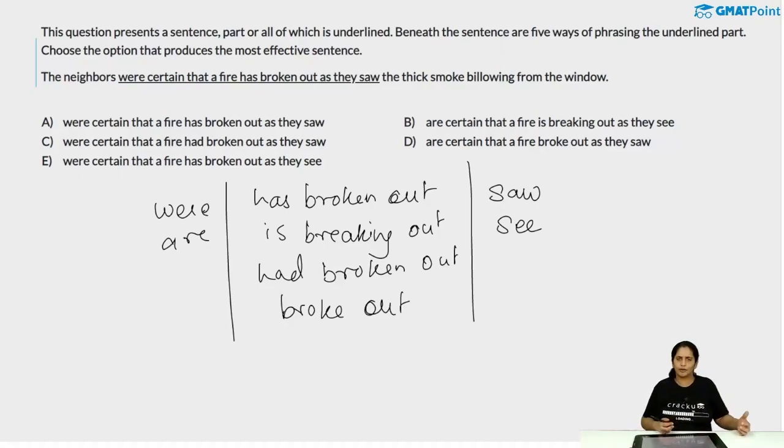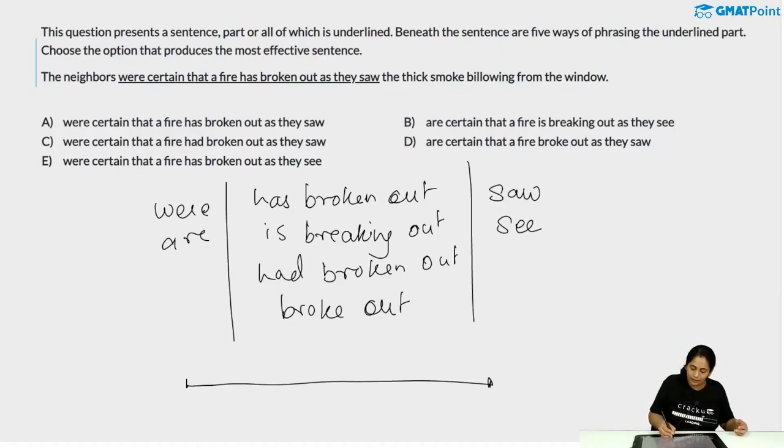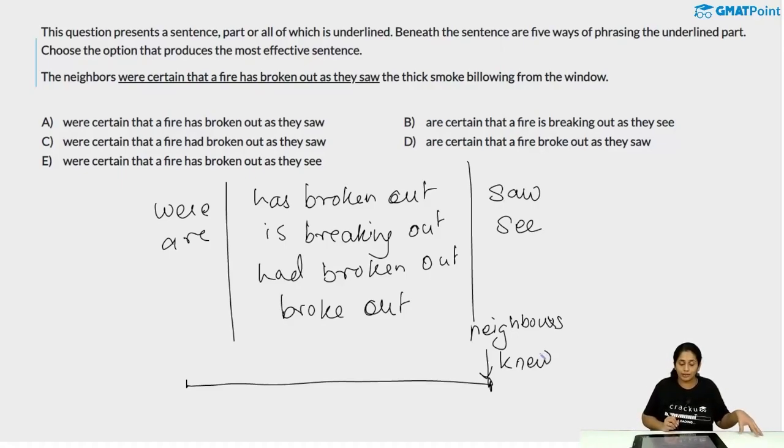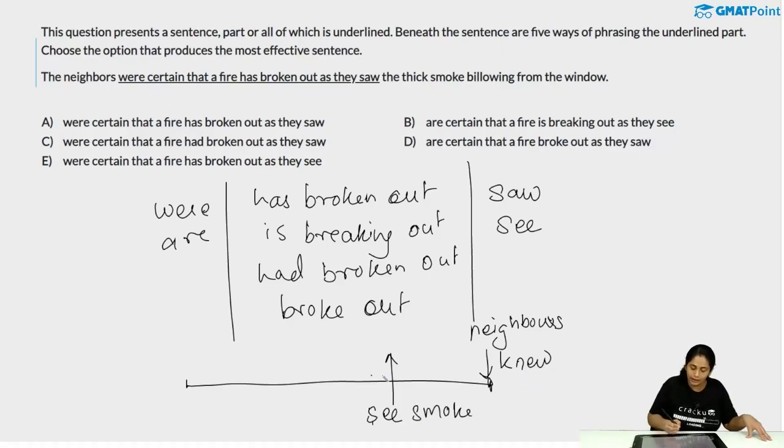Before we choose the correct tense format, let's get a sense of what the sentence is and when each of those incidents occurred. Here is when the neighbors saw it. Neighbors knew something. So what did they know? They were certain that a fire had broken out. For them to know, they have to see the smoke. So they seeing the smoke has to be at some point before them knowing, and before the smoke, the fire has to break out.